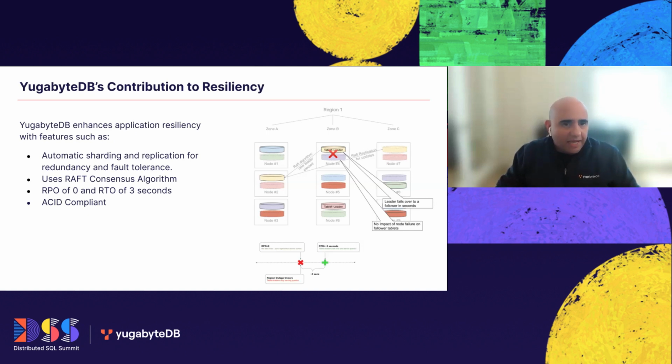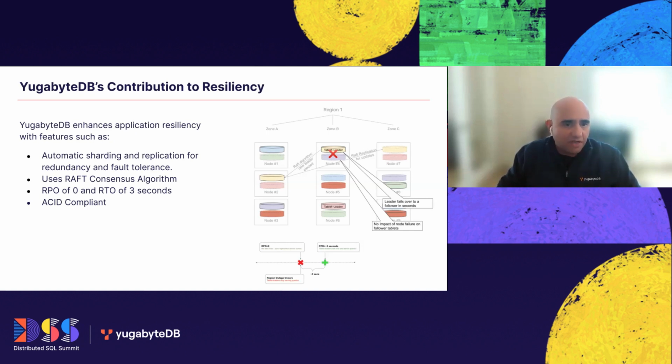Number 1, automatic sharding and replication. Imagine your data is like a puzzle and you want it to spread across multiple servers for redundancy and fault tolerance. YugabyteDB does exactly that. It automatically breaks down your data into smaller pieces. We call them tablets. It's more commonly referred to as shards, and replicates them across the nodes. It's like having backups for every piece of your puzzle, ensuring data is safe even if a piece goes missing.